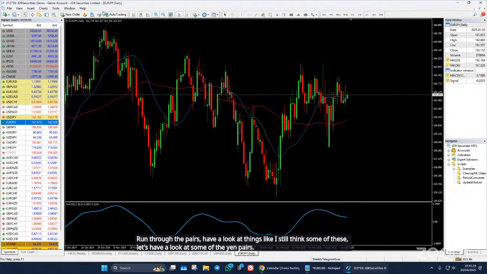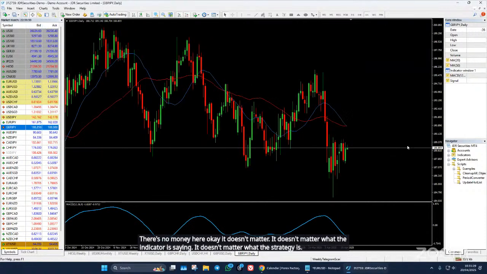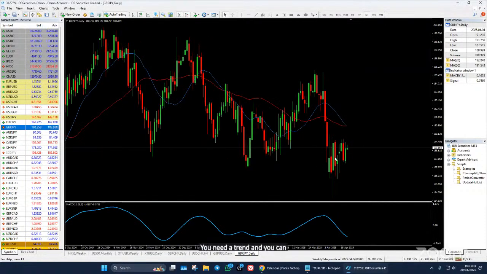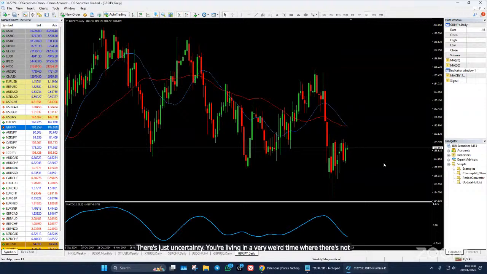If you see something like this, guys, you can't trade this. There's no money here. It doesn't matter what the indicator is saying. It doesn't matter what the strategy is. You need a trend. And you can see the uncertainty in the markets now. When you see that, there's just uncertainty. You're living in a very weird time where there's not a lot to trade, maybe gold and a few other things. But there's also a big lesson here.